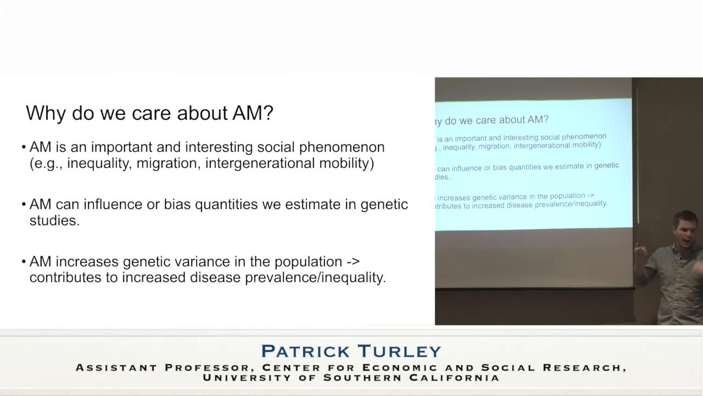And so understanding how much assortative mating there is on the phenotypes that we're interested in studying is important in order to interpret those results and potentially correct those results when we're studying them. One final reason is that one consequence of assortative mating, which we're going to dive into in more detail in a few slides, is that assortative mating increases the genetic variance in the population. And so if there's greater genetic variance, that means there are more people with extreme draws of genetic risk. And if there are more people with extreme draws of genetic risk, then you would expect to see a greater prevalence of disease or other things, if we think about a liability threshold sort of model.